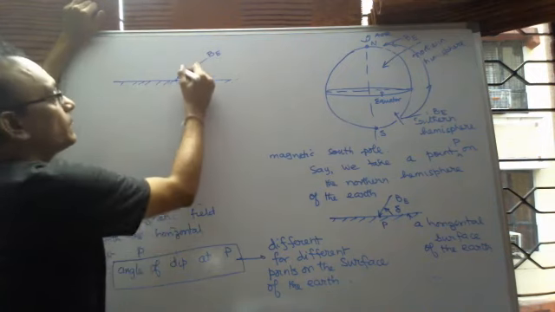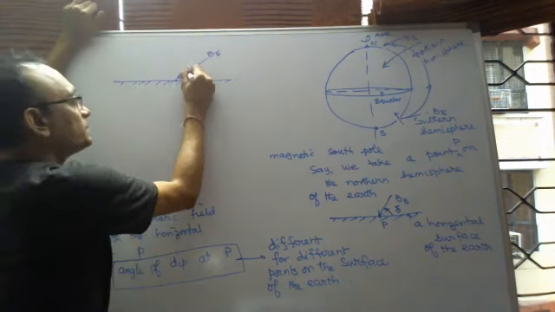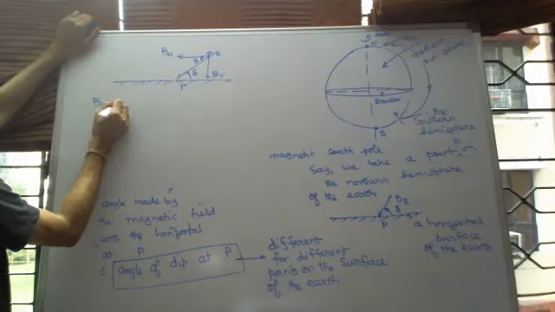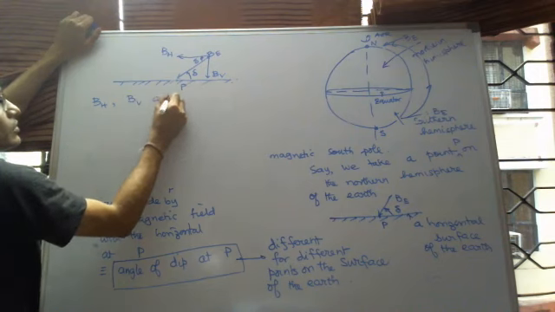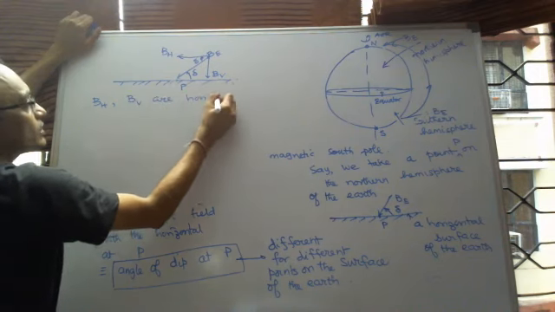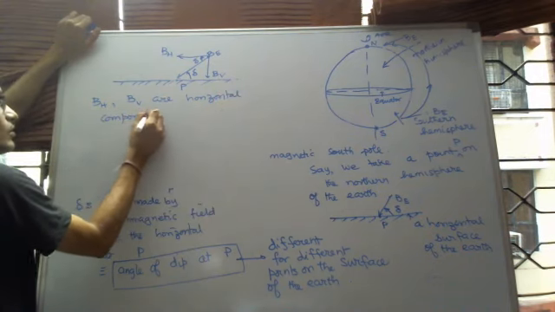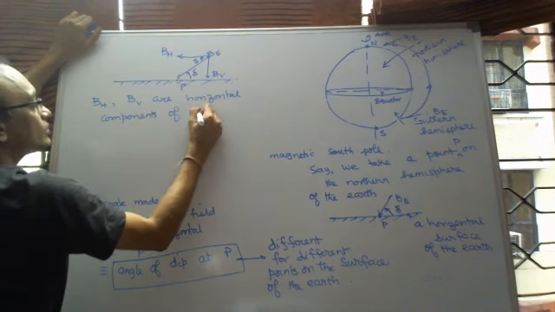This is the angle of dip delta. That means ये देखो, ये भी delta होगा alternate angles. BE can be resolved. ये delta है ना, in two directions. Horizontal direction BH and vertical direction BV. BH and BV are horizontal and vertical components of the magnetic field.